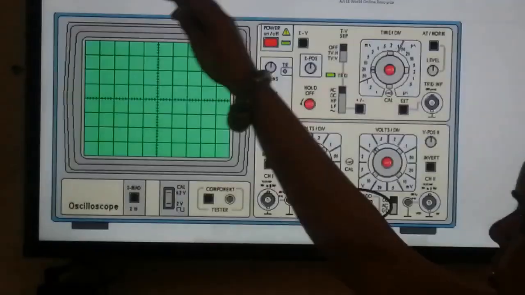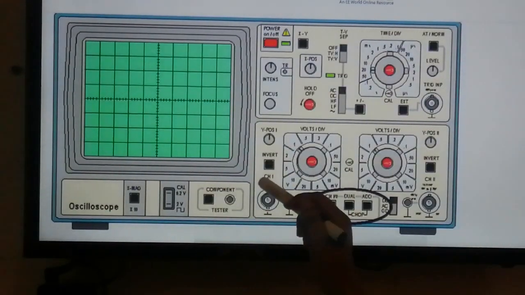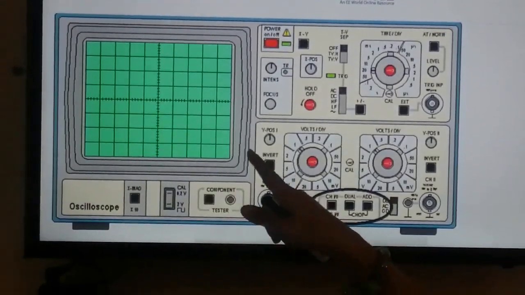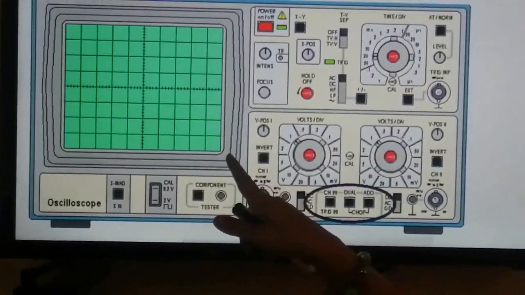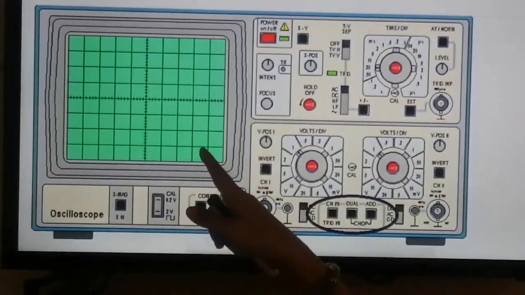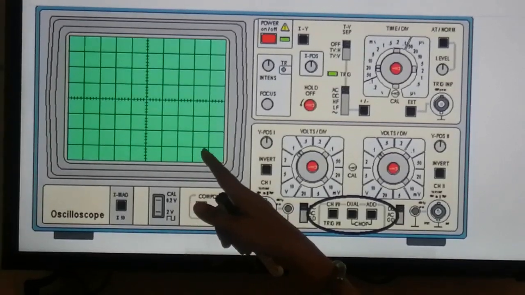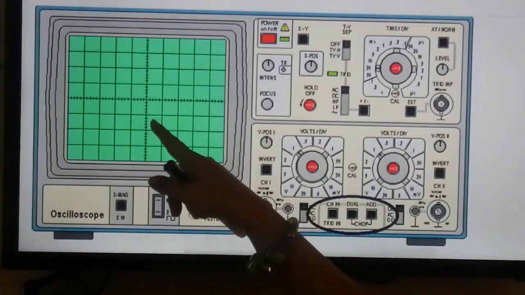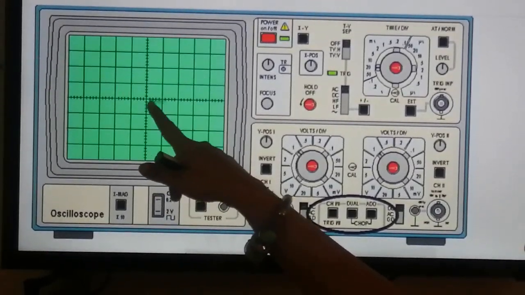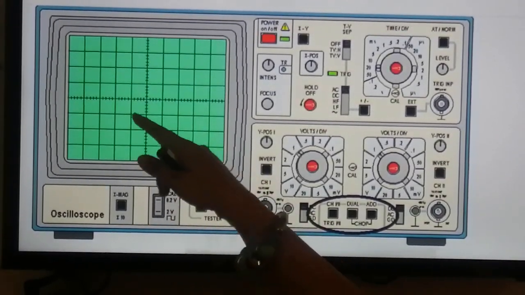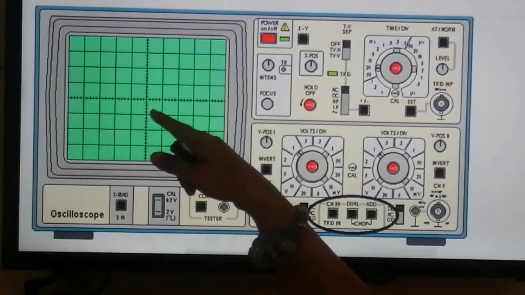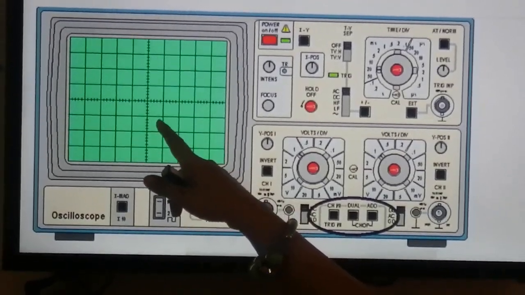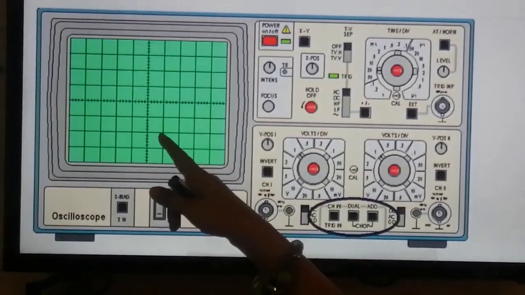Yes students, so this is the picture of your CRO model that you see in your labs. This is the fluorescent screen that you see in the CRO. This is the display card of the CRO. The display card is just like the graph paper that you see in your notebooks. Here we have blocks, and we treat one block along the x-axis or one block along the y-axis as equivalent to 1 centimeter. And there are 5 divisions in one block. So 5 divisions is equal to 1 centimeter.